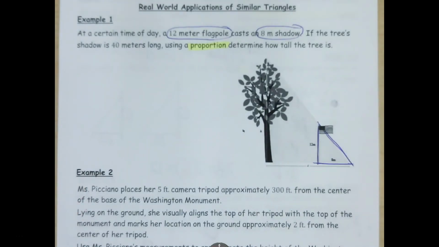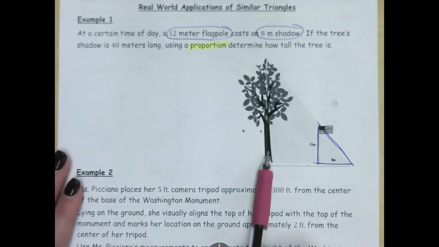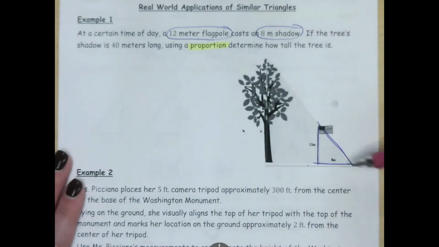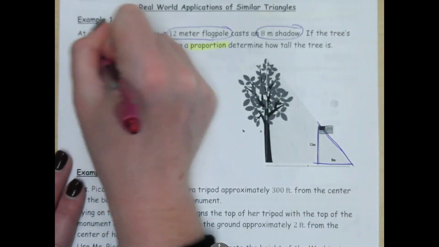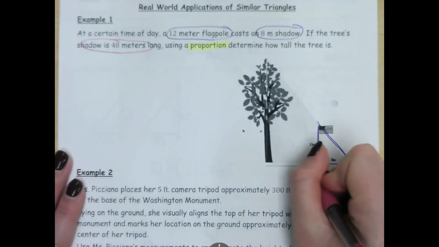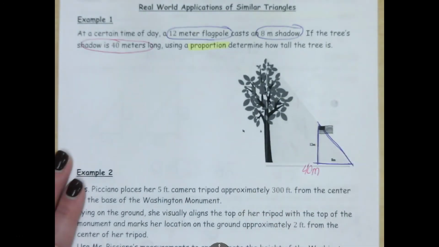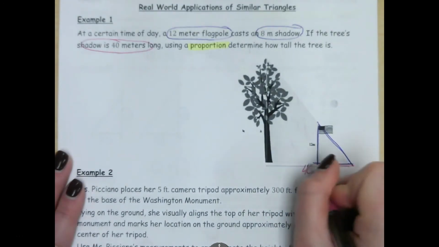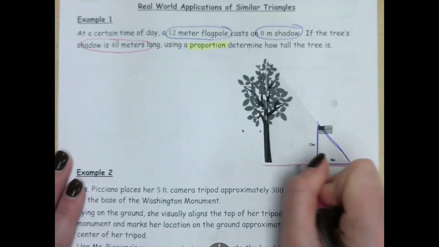As I continue reading, it says, if the tree's shadow is 40 meters long. Boys and girls, think about when you're outside. Where is your shadow? Is it on you? Is it up on the ceiling? No, it's on the ground. So if it says that the tree is now casting a shadow, the shadow would be on the ground here. So if the tree's shadow is 40 meters long, it's this distance at the bottom that's going to be 40 meters long. I'm going to highlight that in a different color.